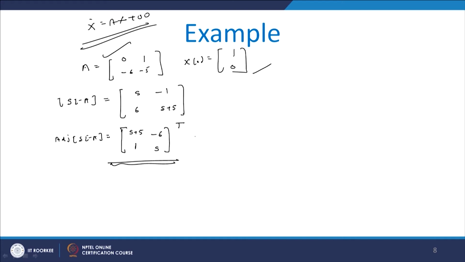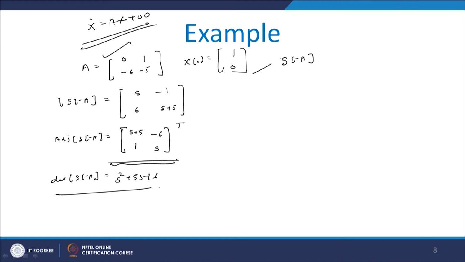Now, we have to calculate the determinant of sI minus A, equal to s square plus 5s plus 6, and our main purpose is to determine the sI minus A inverse. Therefore, this sI minus A inverse equal to s plus 5, 1, minus 6, s, divided by the determinant s square plus 5s plus 6.